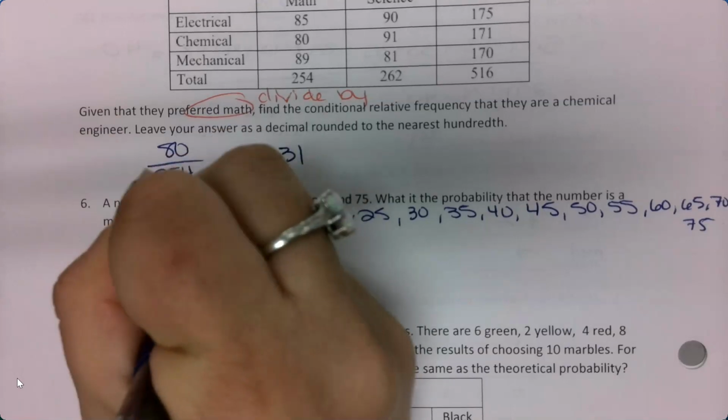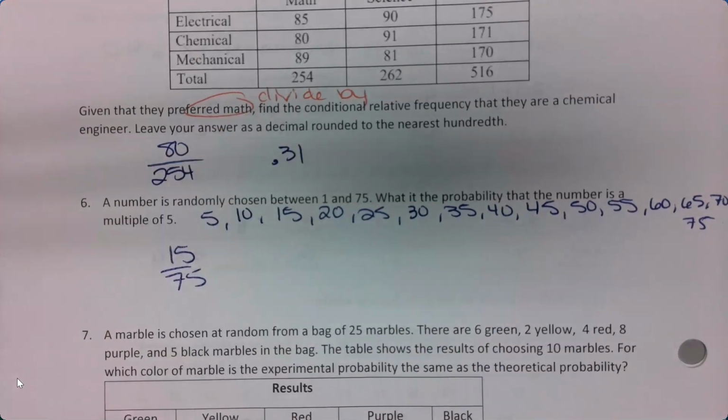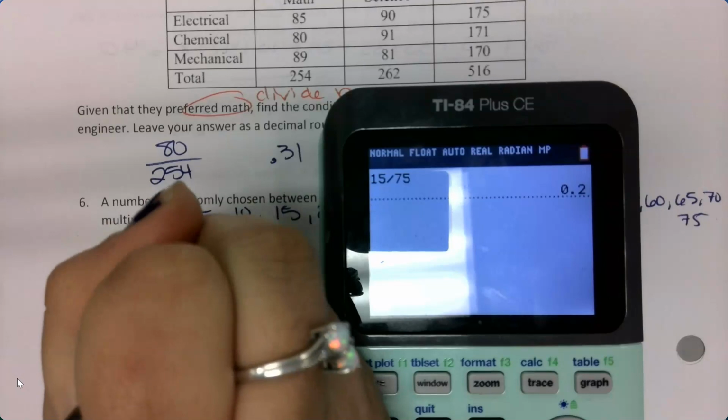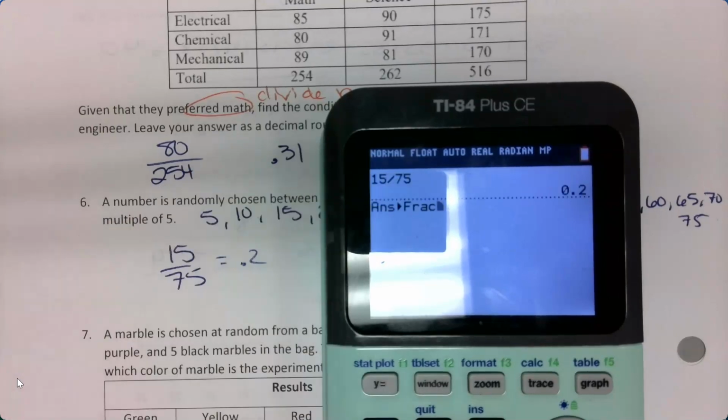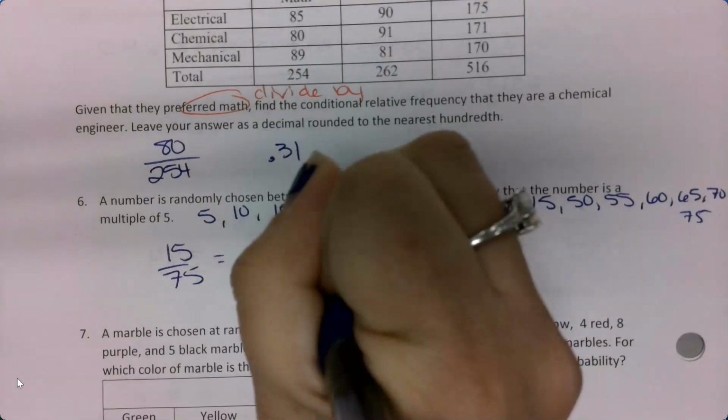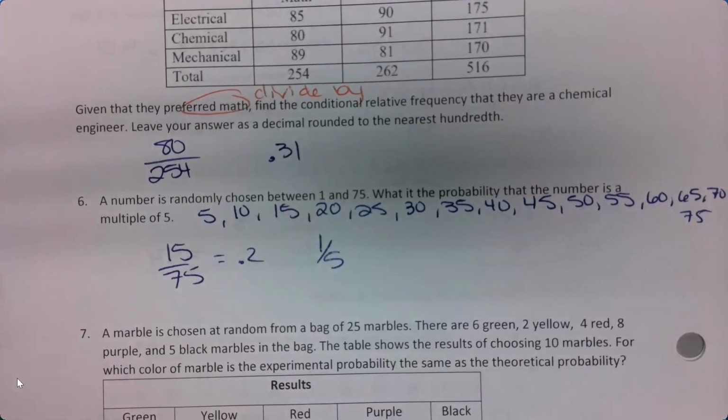Out of 75 numbers, it just says probability. So I am going to turn it into a decimal, which is 0.2. And then I'm going to turn it back into a fraction just in case this one wants a fraction. It's 1/5. Both of those are totally fine answers.